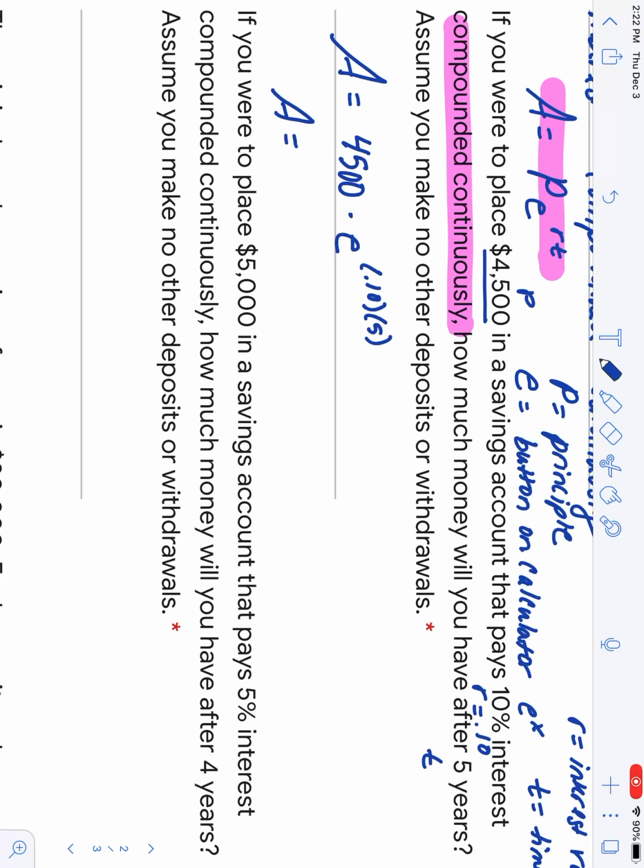If you have a regular calculator, you're just going to type it in exactly as you see it: 4,500 times, you have to activate your e to the x button. Once you do, you just type in 0.1 times 5.